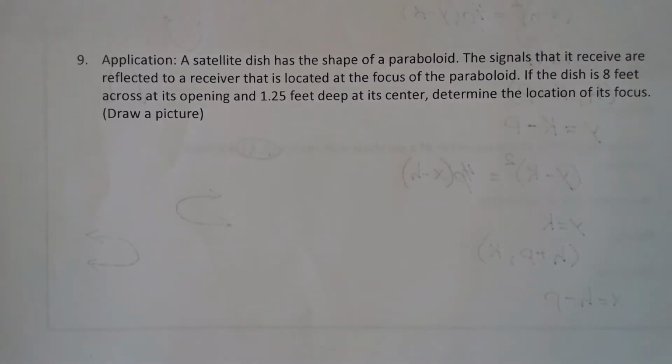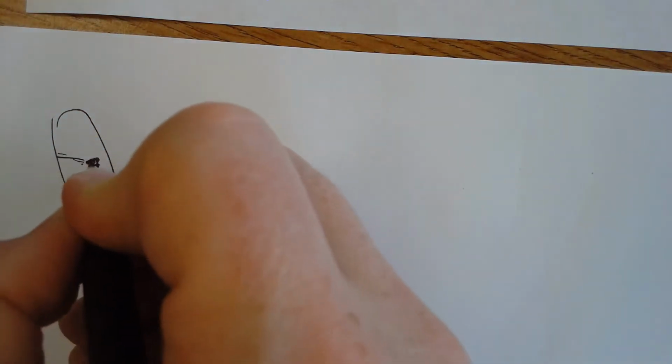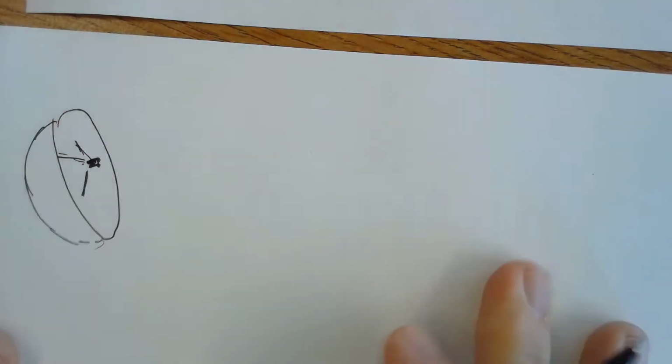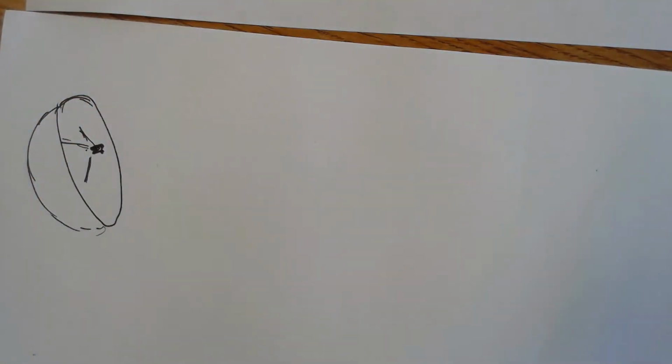If the dish is 8 feet across at its opening and 1.25 feet deep at its center, determine the location of its focus. Now, in reality, we would see these satellite dishes angled, so they'd look something like this. There'd be a receiver here. It's this round rectangular object, and then it's got the metal poles that hold it in place. And then again, you've got this giant dish. So this is what it would look like if I were an artist, to the normal eye.